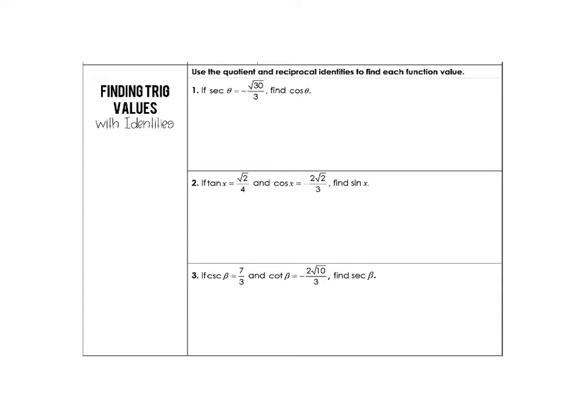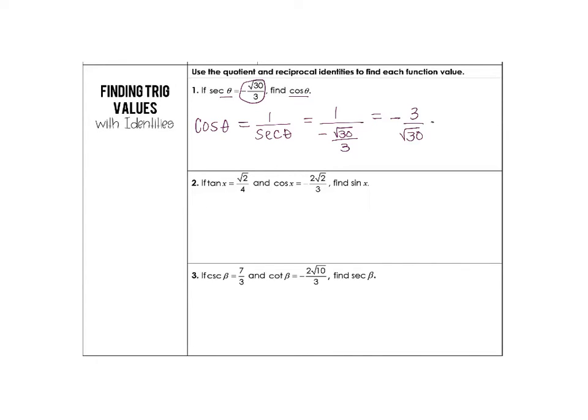So we know that secant of theta is going to be equal to negative square root of 30 over 3, and we need to find cosine. So going back to our reciprocal identities, we are told that cosine of theta is equal to 1 over secant of theta. And so that in turn is going to be equal to 1 over negative square root of 30 over 3. And that means reciprocal. So here we are going to do our reciprocal. And so we're going to have negative 3 over the square root of 30.